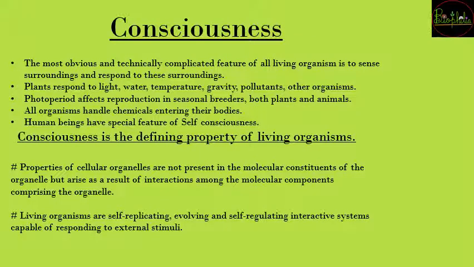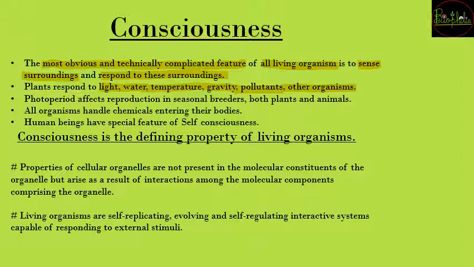Let's discuss consciousness. Consciousness is going to be the most obvious and technically complicated feature that is going to be possessed by all living organisms. और ये consciousness की वजह से they can sense their surroundings, and because of the sense that is due to stimulus, they can respond to their surroundings. Now how can they respond? Plants के case में they can respond to the stimulus that are achieved by light, water, temperature, gravity, pollutants and even other organisms that are surrounding the plants.